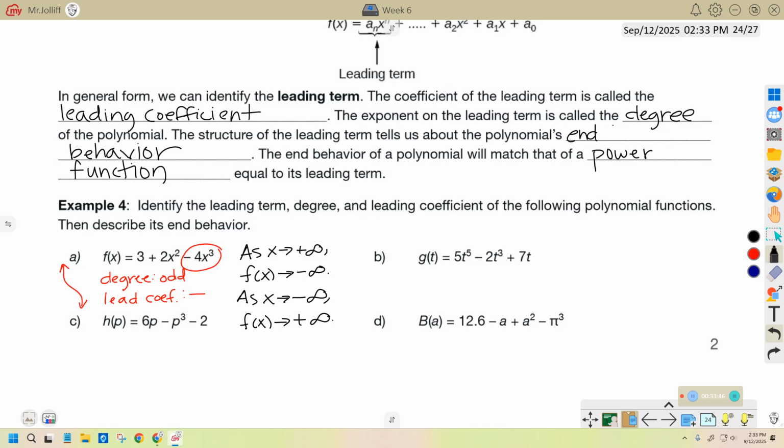Okay, I'm going to put a couple minutes on the clock. I want you to try that same process with B, C, and D. And then I'm going to have some people either come up to the board or walk me through it. Yeah? I'll give you just a couple minutes.